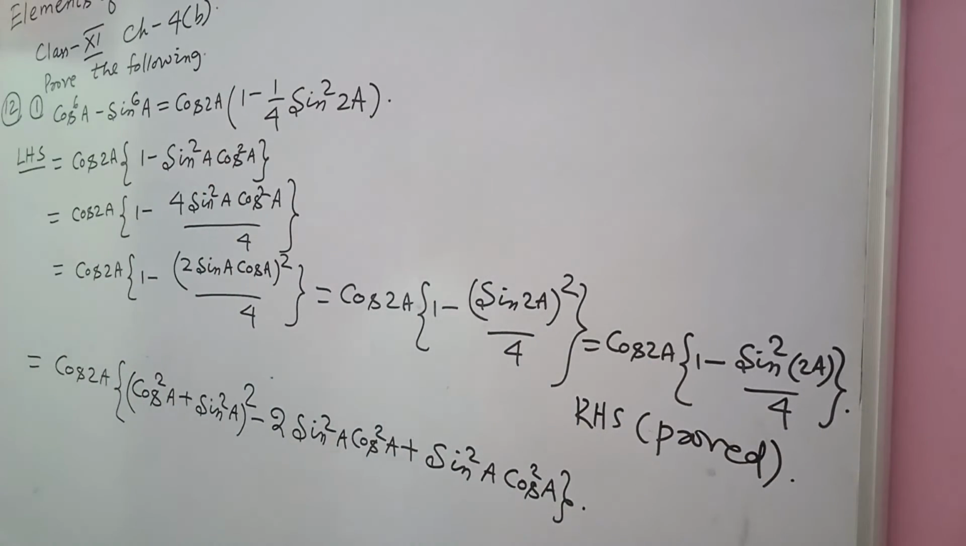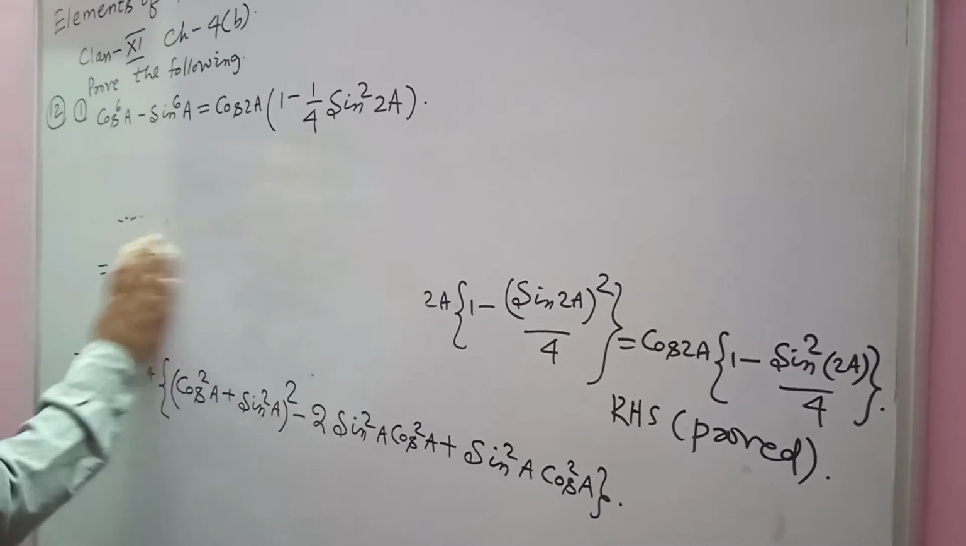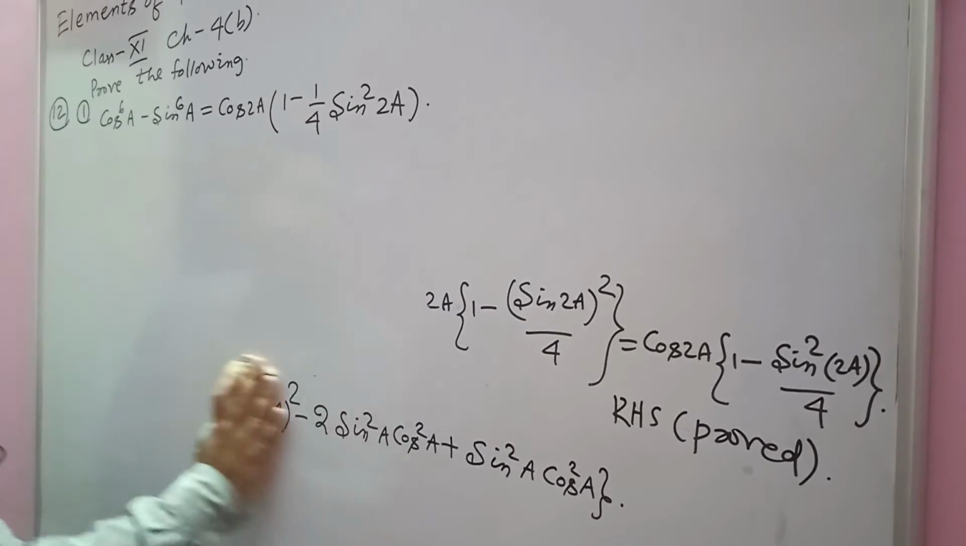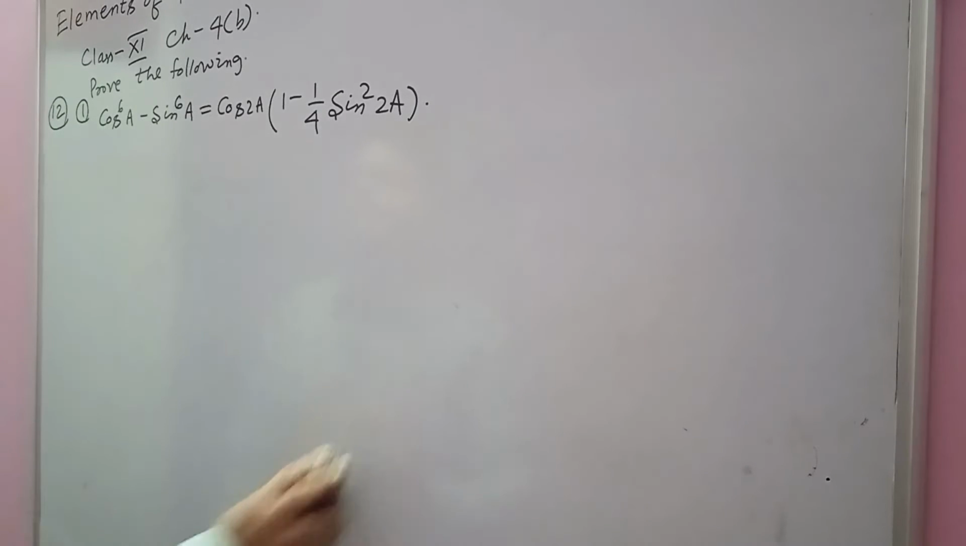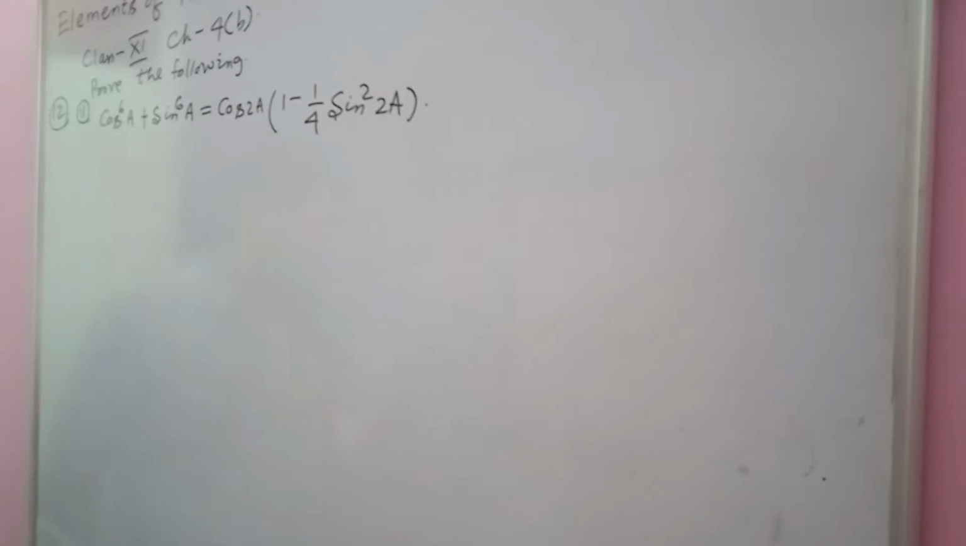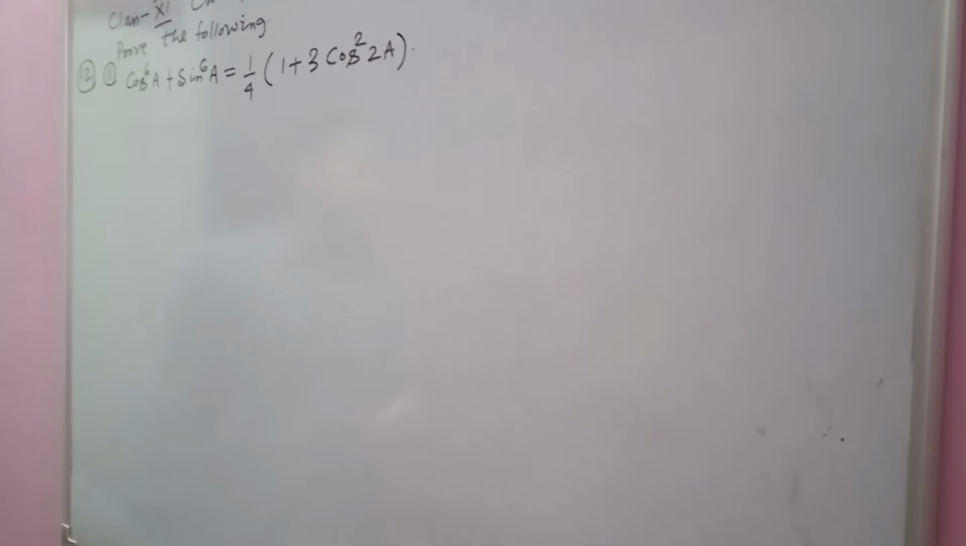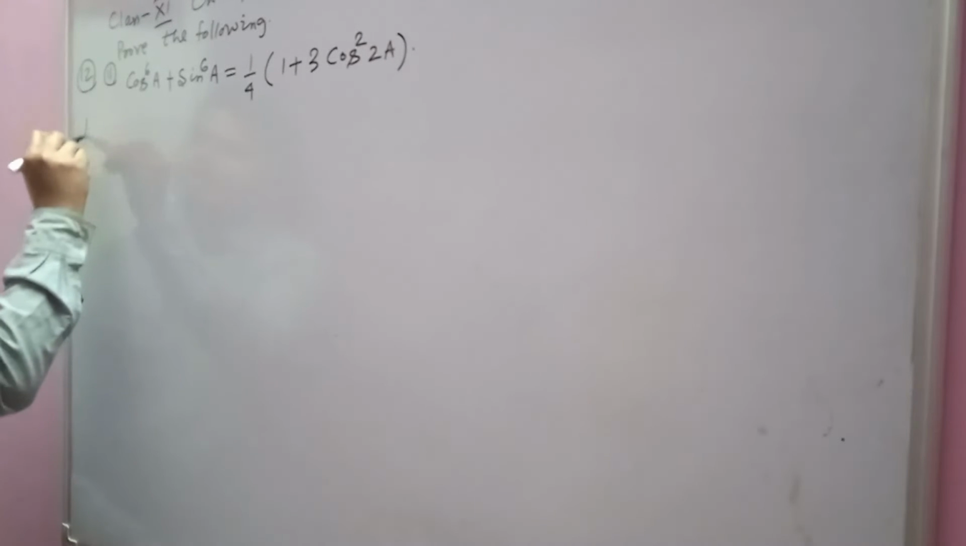So this completes question number 1. Question number 2: cos^6 a plus sin^6 a equals 1/4 into (1 plus 3 cos^2 2a). Start from LHS.